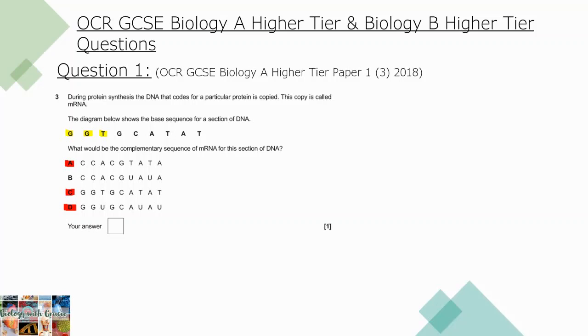Now let's just check that B is our correct answer. So we've got G, G, T, and then we've got C, C, A. So we know that G complementary pairs with C and T with A, so that is correct. Then we've got G, C, and A, and these do complementary pair with C, G, and U. And then finally we've got T, A, and T, and these do complementary pair with A, U, and A, which means that our answer is B.